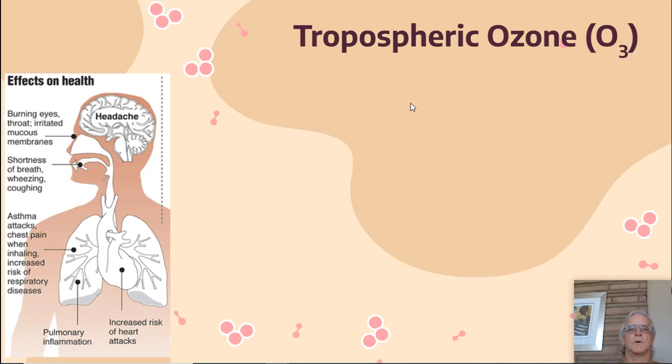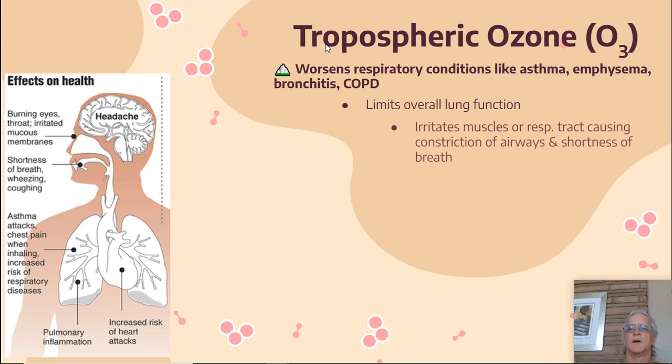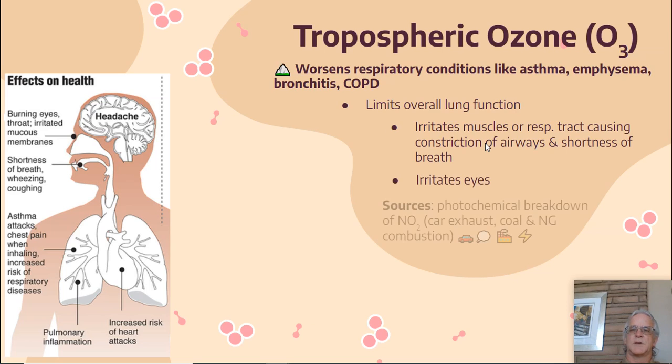Tropospheric ozone worsens respiratory conditions like asthma, emphysema, bronchitis, and chronic obstructive pulmonary disease. It causes burning in the eyes and throat, irritated mucous linings, shortness of breath, wheezing, coughing, asthma attacks, chest pain when inhaling, increased risk of respiratory diseases, pulmonary infection, and increased risk of heart attack. It limits overall lung function and irritates the respiratory tract and eyes.